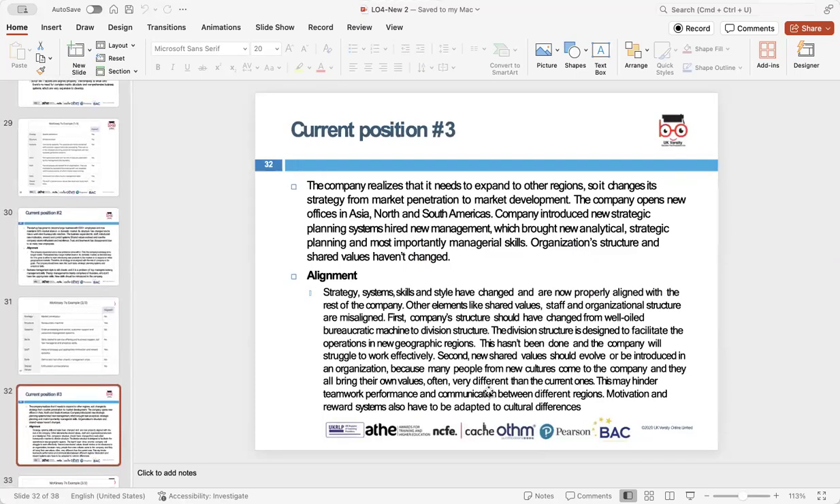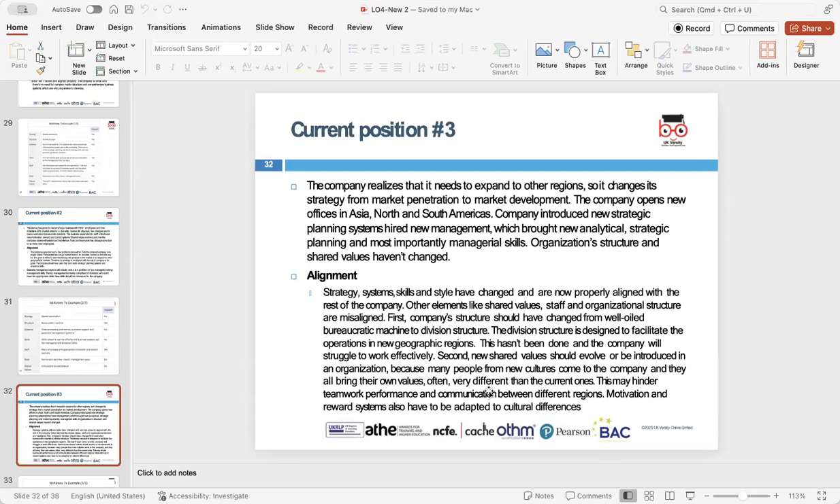Current position. Next, as the company expands into international markets, it changed its strategy from market penetration to market development. New offices are opened in Asia, North and South America, and the company introduces new strategic planning systems and hires management with enhanced analytical and managerial skills. But some elements still face alignment issues, while the shift to market development aligns with the company's expansion goals.